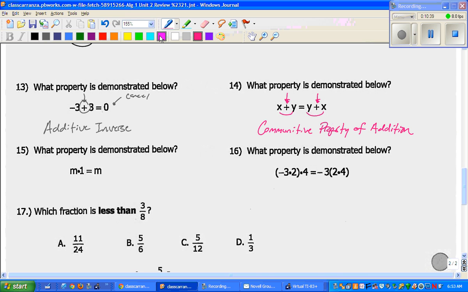All right, once again, what property is demonstrated below? I see that they are multiplying, and when we come back, you get the same answer. That is the multiplicative identity.